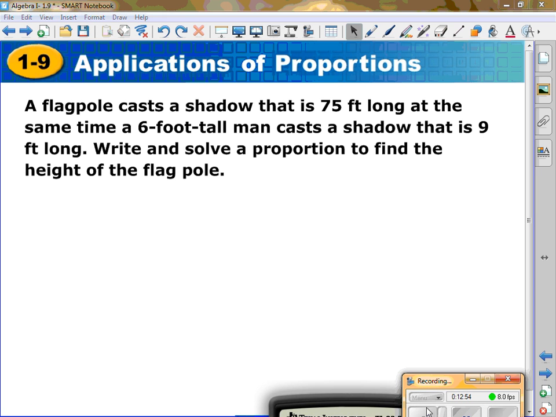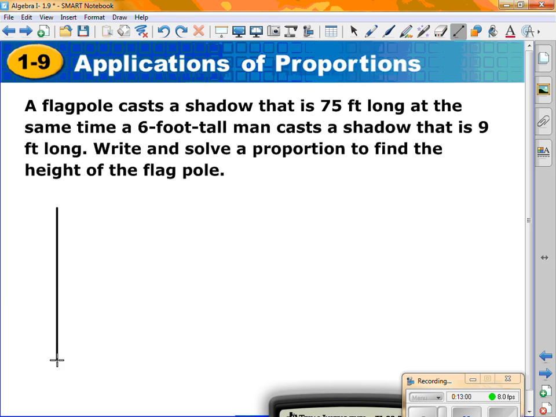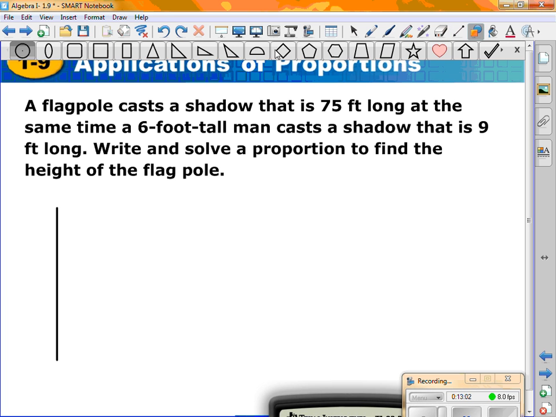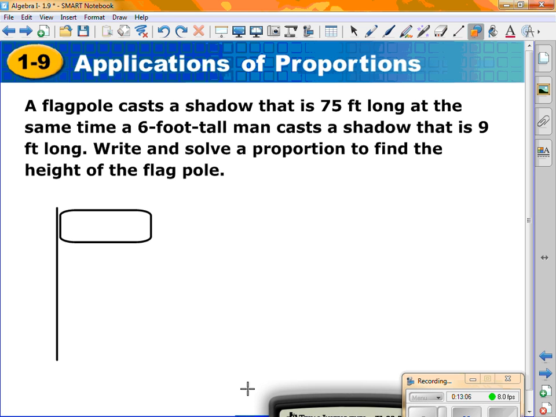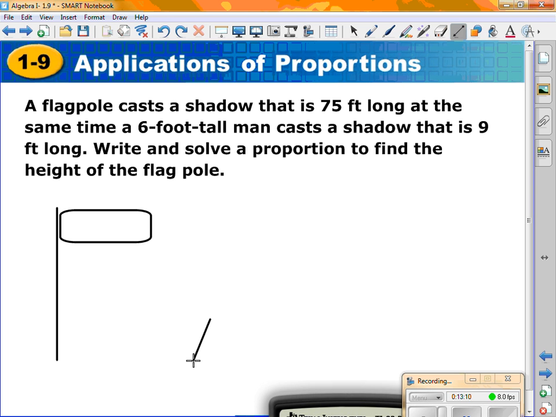Some people need a picture. So some people, they will sit here and draw the flagpole. Draw the flagpole. That person's going to be a little bit too tall.